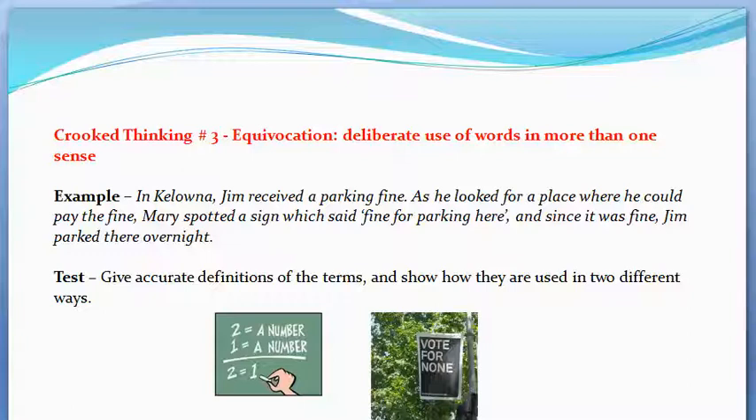Crooked thinking number 3, equivocation, deliberate use of words in more than one sense. In Kelowna, Jim received a parking fine. As he looked for a place where he could pay the fine, Mary spotted the sign which said, "Fine for parking here," and since it was fine, Jim parked there overnight. Test, give accurate definitions of the terms and show that they are used in 2 different ways.